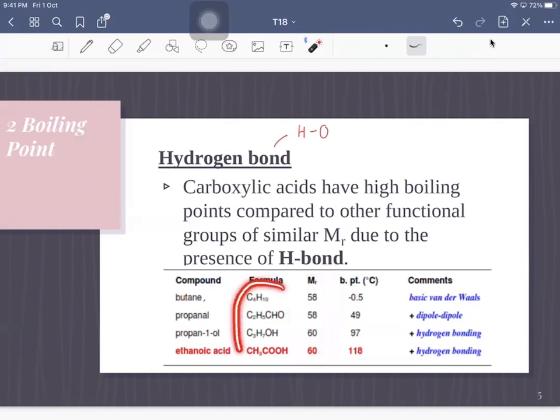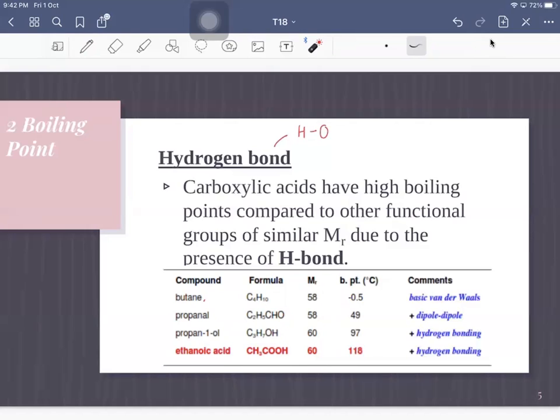So you can try to find the number of electrons of each of these molecules or formulas. You will find out that they are not too far from each other. Okay, so Mr and number of electrons are not the same. When you want to talk about the strength of the ID force, you should be talking about the number of electrons, not the Mr. Why do we put the Mr there? Just to show you that they have more or less the same number of electrons or mass. They're quite close to each other, okay?